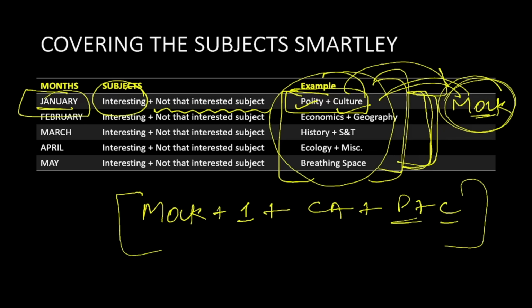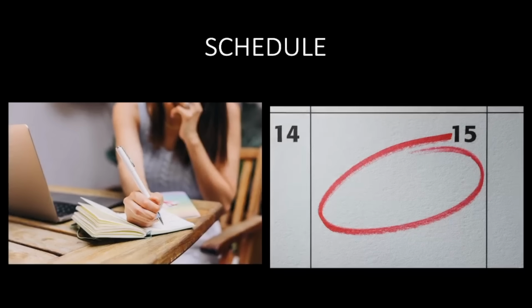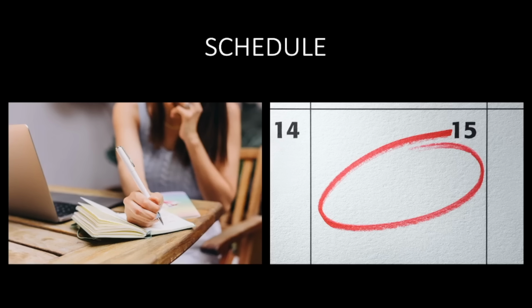The next month you can complete the mock test of economics, geography, then history, science and technology, ecology, and then finally you will start attempting the full-fledged mock test. Here, see, the things will happen for you if you just divide the time in months and days, and you need to have your monthly targets before you and daily targets as well.